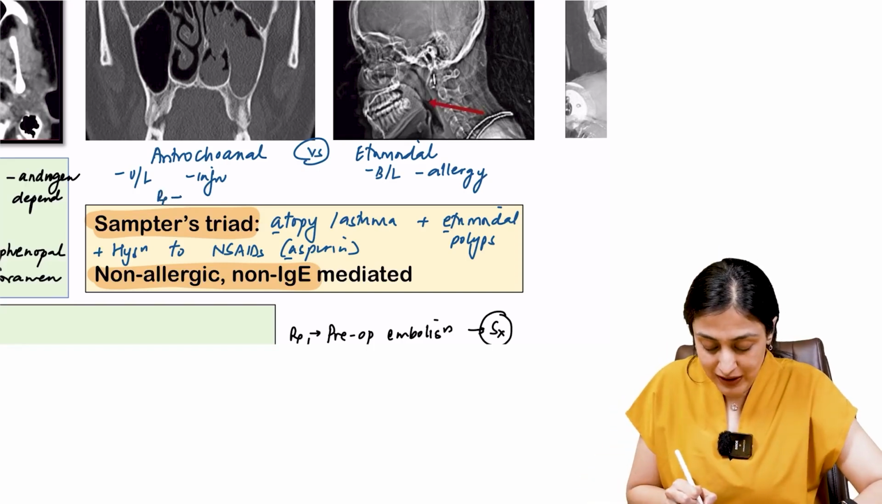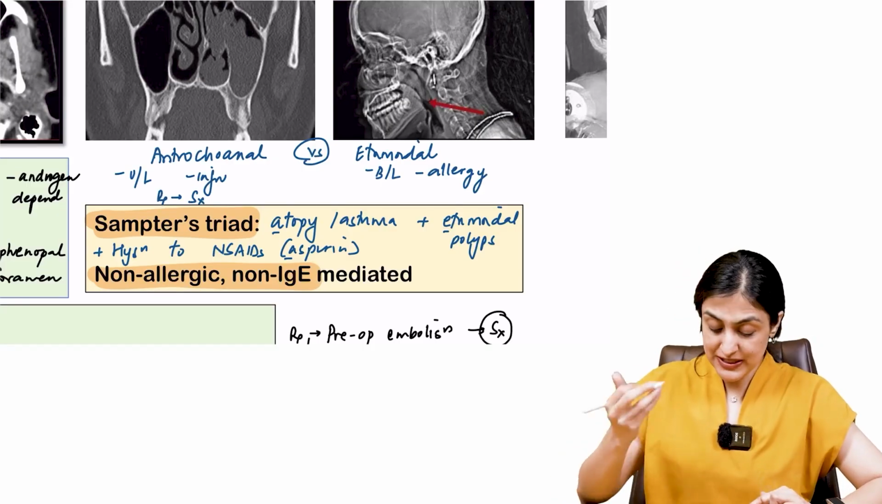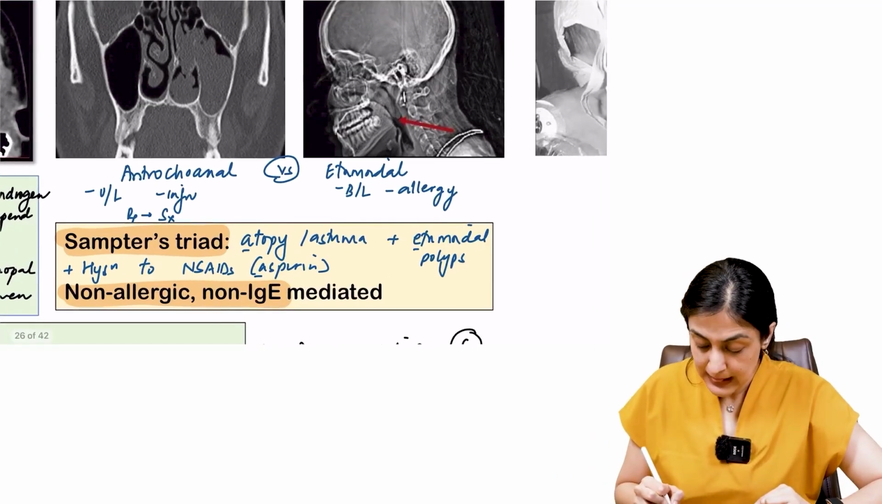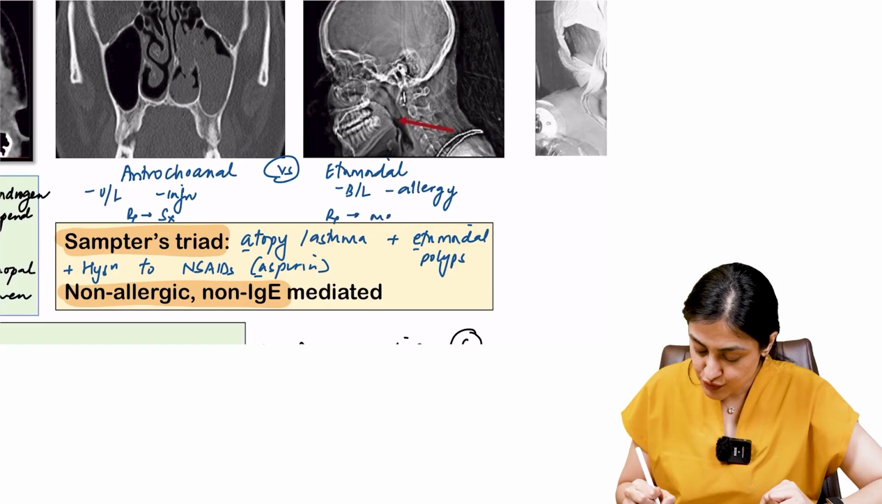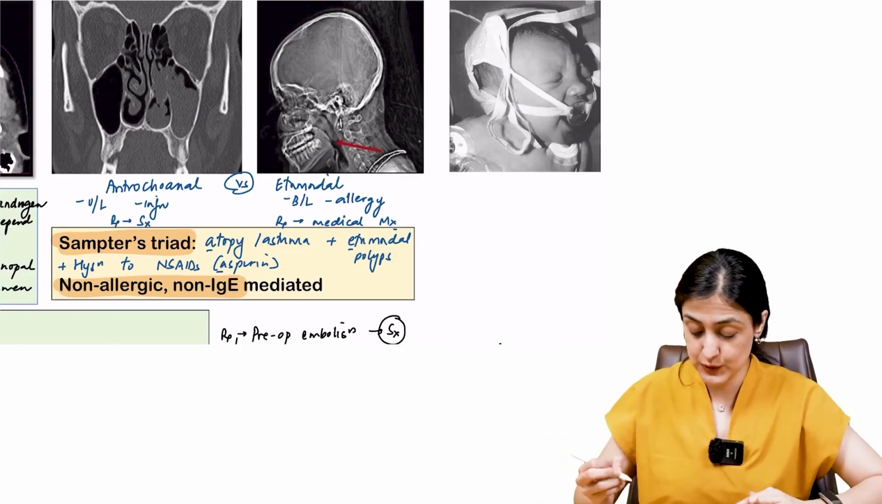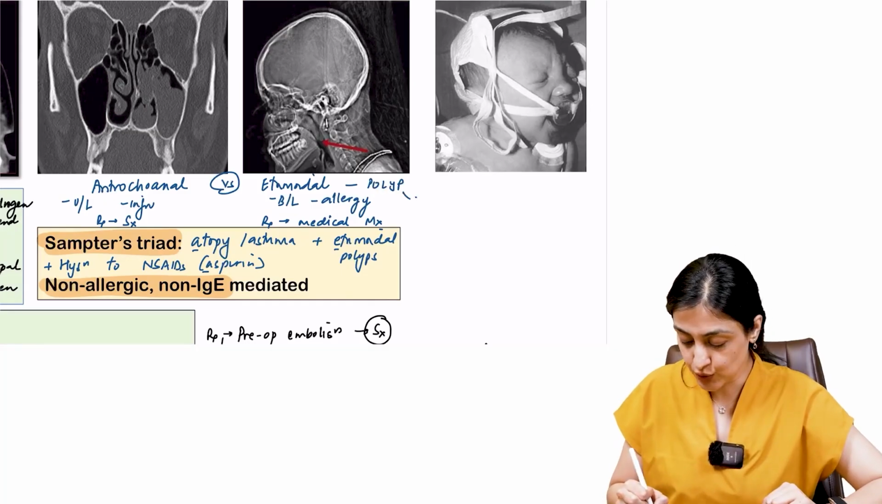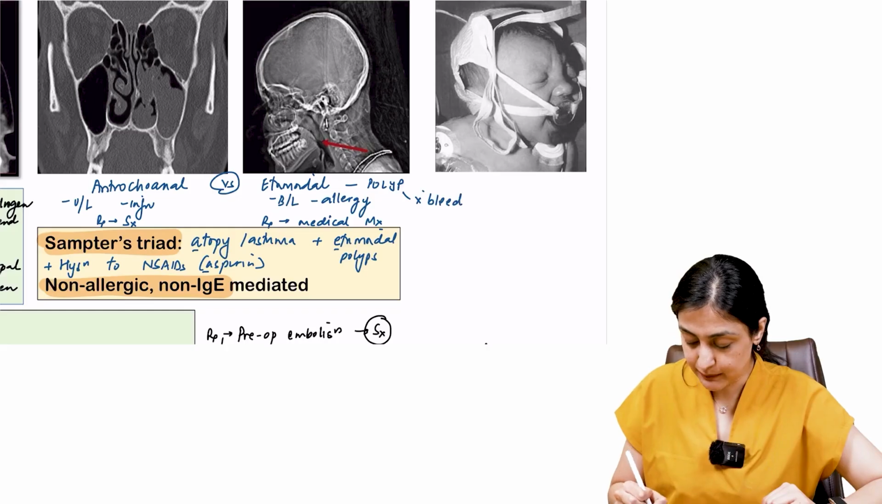In antrochoanal polyp, because it's one polyp, it's easier to avulse it. The treatment is usually surgical, and for ethmoidal, the treatment is usually medical management. Do remember that polyps don't bleed to touch. They are mucosal swellings, right? So polyps don't bleed to touch, all right? No bleed. So that's important.